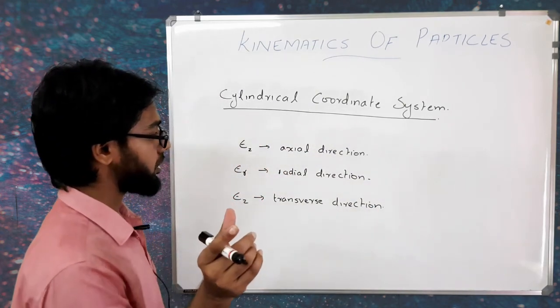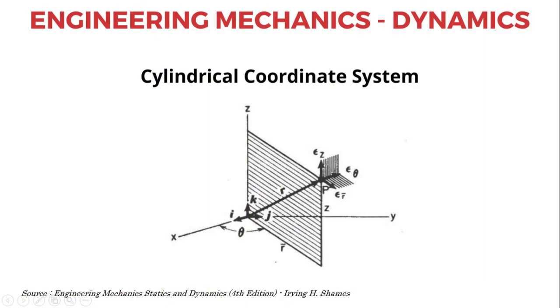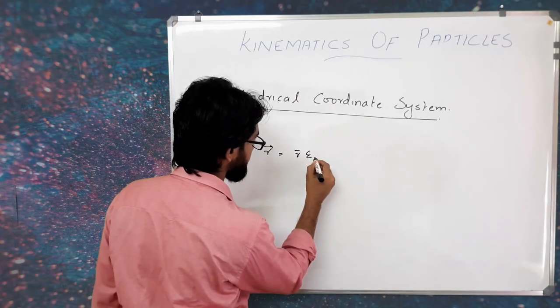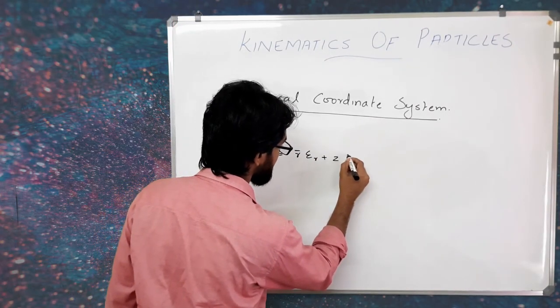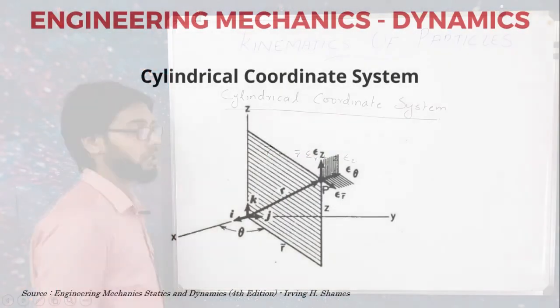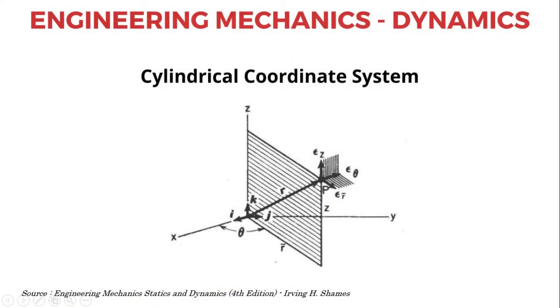If you see the figure again, you can see the position vector r of the particle can be expressed as r dash epsilon r plus z epsilon z. The position vector determines the direction of the unit vectors epsilon r and epsilon theta at any time t, as the corresponding plane in which the point P lies rotates. Epsilon r and epsilon theta will rotate, whereas epsilon z is a constant.